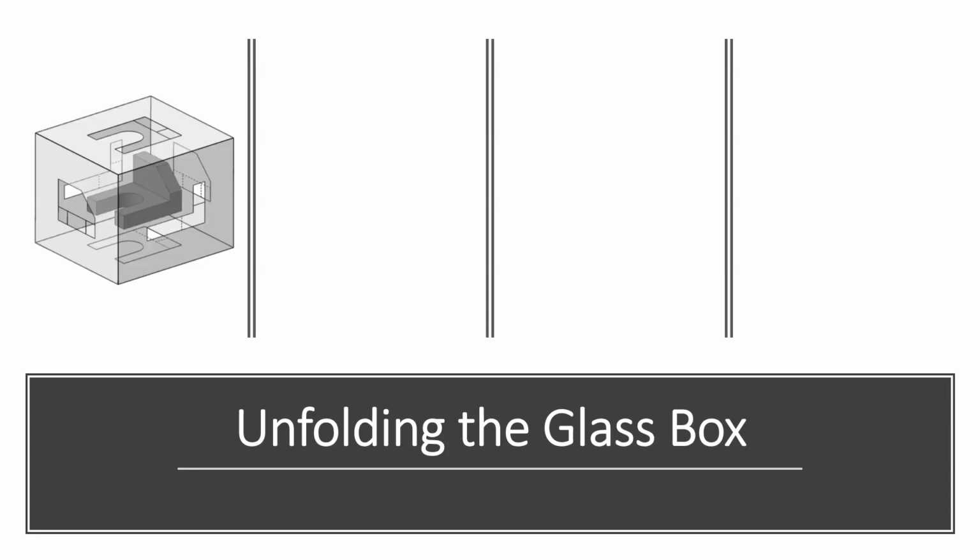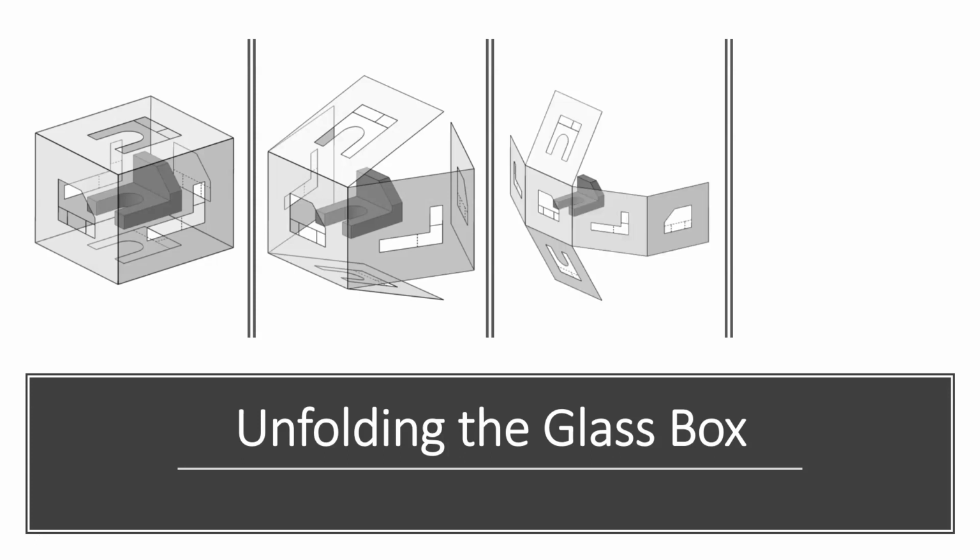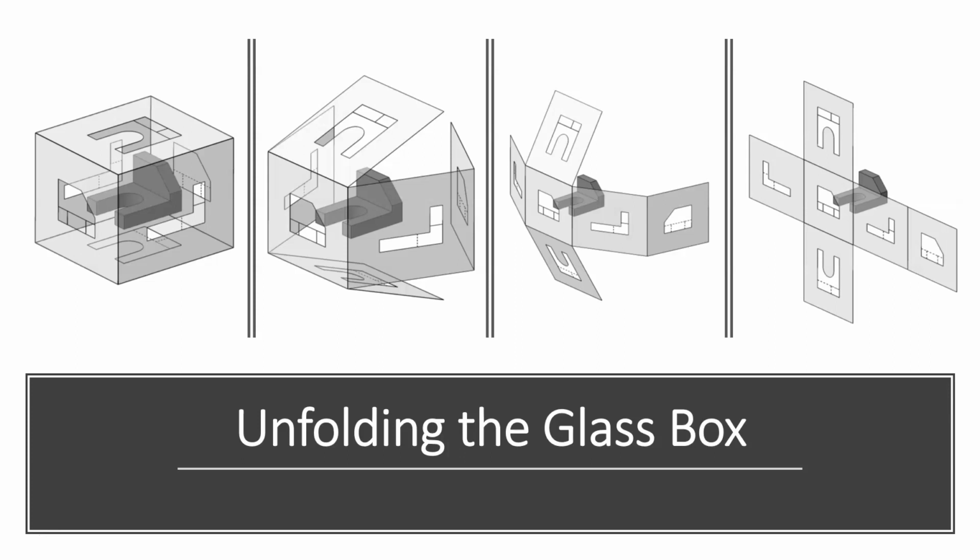So then the challenge is to unfold that glass box, and that's going to help us visualize not only the object, but how the views are arranged. So here we have the glass box. Now we're going to start to unfold the panes, or unfold the glass box. And we end up with views arranged like this.